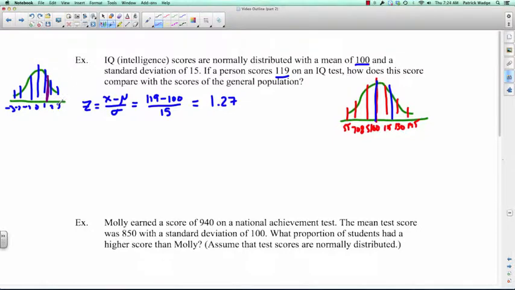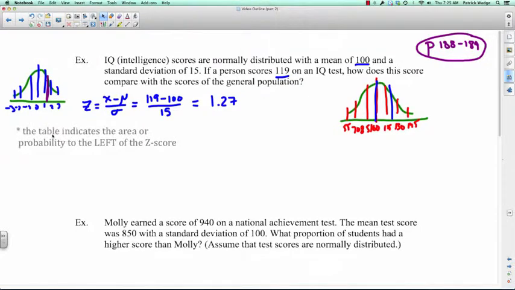Well, we bothered with that because there is a table in your book. It's on page 188. It also goes to page 189, actually. And that has all the Z-scores on there. And it will tell you how many people got a lower score than that. So first of all, I'll make note of that. The table indicates the area or probability to the left of the Z-score. So our Z-score is 1.27.